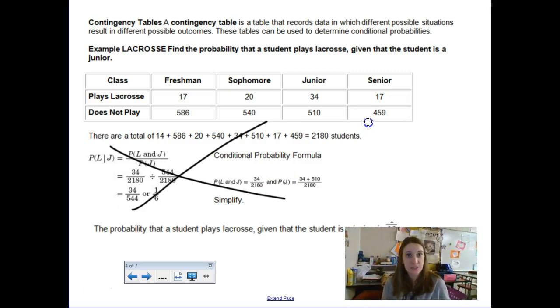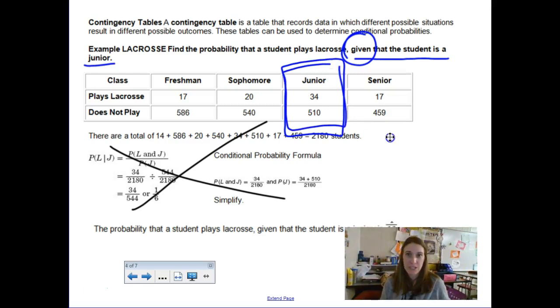This is called a contingency table, and these really help with conditional probabilities because you can zone in on your data. The question is, find the probability that a student plays lacrosse, given that a student is a junior. So what we're going to do in our class is take highlighters and highlight the information from the given part of the problem. So given that your student is a junior, it means you're only allowed to look at the juniors for data.